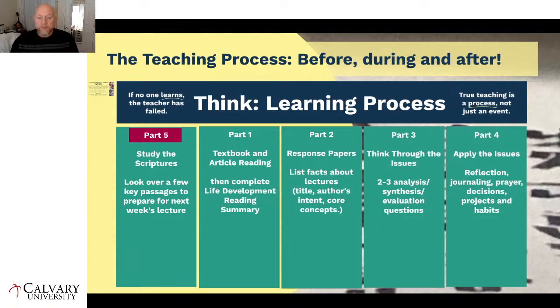That's where you have to list facts about the lectures, the title, the author's intent, the core concepts. Then there's part three, think through the issues. I'm giving you 2 to 3 analysis, synthesis, evaluation questions, trying to get you to think, trying to get you to connect the dots, so to speak. And that's part of that Bloom's taxonomy that we talked about last week. And then part four is to apply the issue.